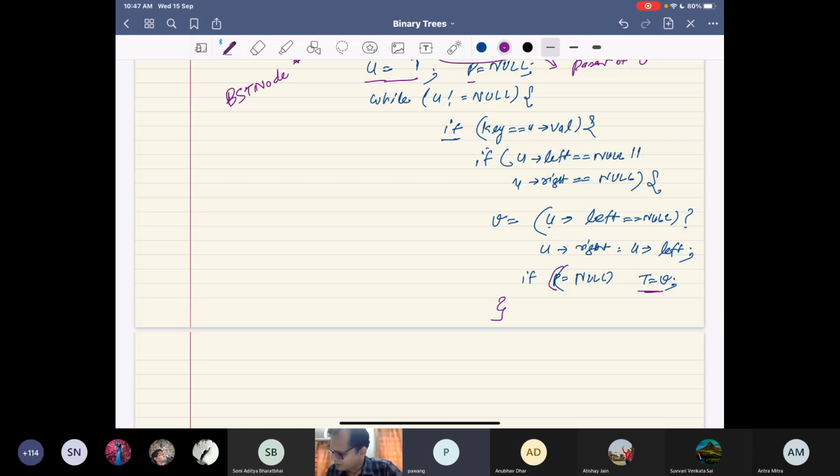Sir, yes. When we are assigning T to be V, aren't we destroying the whole binary tree? When we are assigning P equal to V, aren't we disturbing the whole binary tree? No, we are not. You see, we will do that only when we are deleting the root node. Only when we are deleting the root node will we do this. Yes, sir.